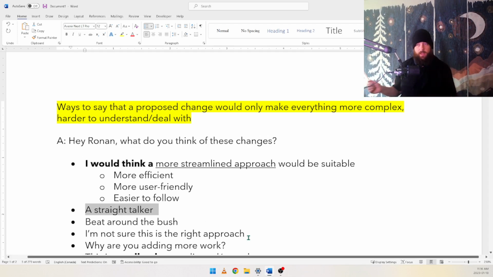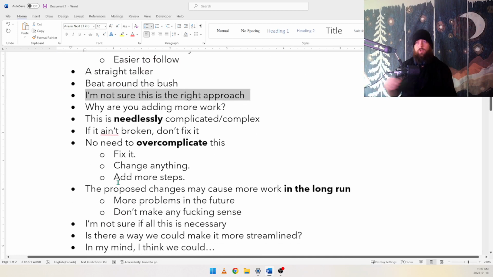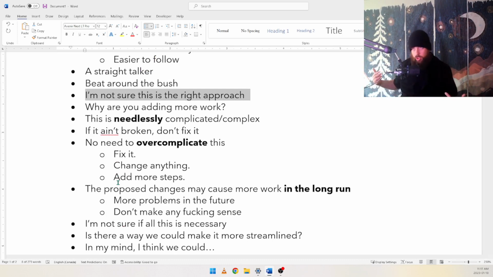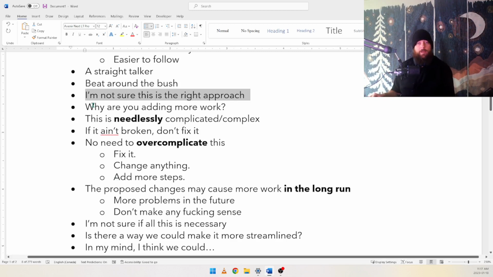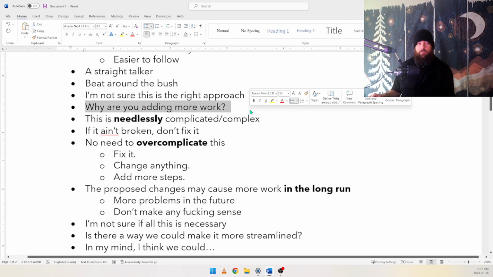You can also say, I'm not sure this is the right approach. Another way to introduce your idea in a nice way. Instead of saying, you're wrong, this is bullshit, you can say, I'm not sure this is the right approach. You could ask a question, why are you adding more work? Obviously that's going to be unsuitable in a lot of situations, but if you're with your friends or with someone you have a very good working relationship with, you might be able to say that.